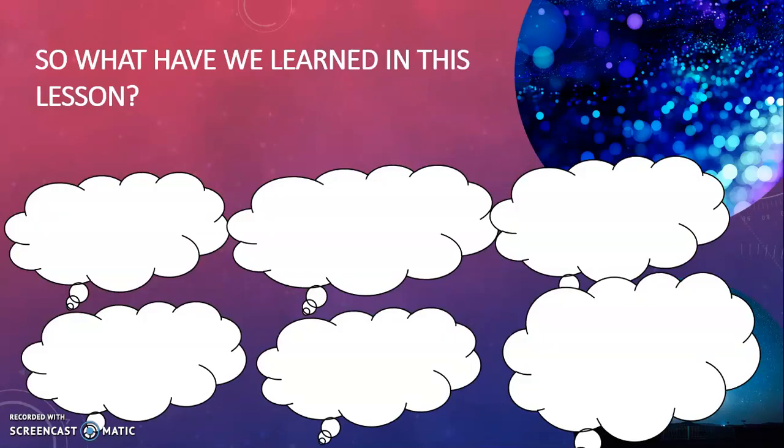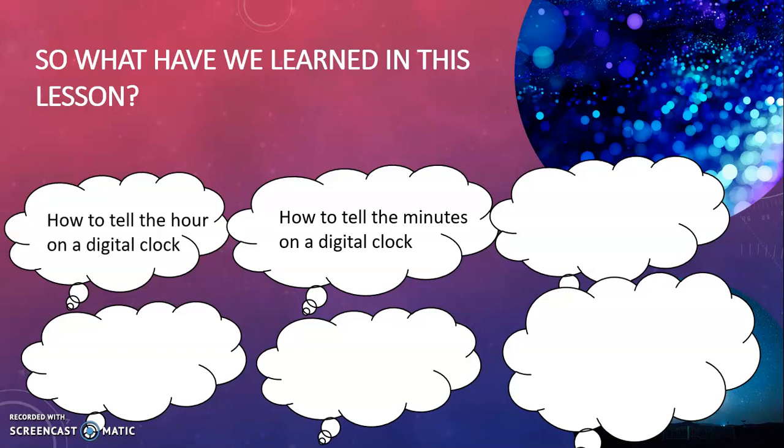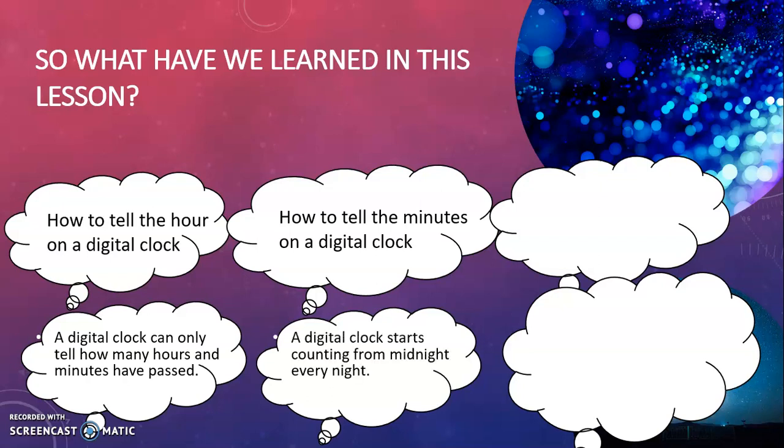So what have we learned in this lesson? We have learned how to tell the minutes on a digital clock by looking at the display on the right-hand side of the dots in the middle. We've learned how to tell the hour on a digital clock by looking at the display on the left-hand side. We know that a digital clock can only tell us how many hours and minutes have passed in a day since midnight. We know that a digital clock starts counting from midnight every night. We know that a digital clock does not have a face. Instead, it has a display.